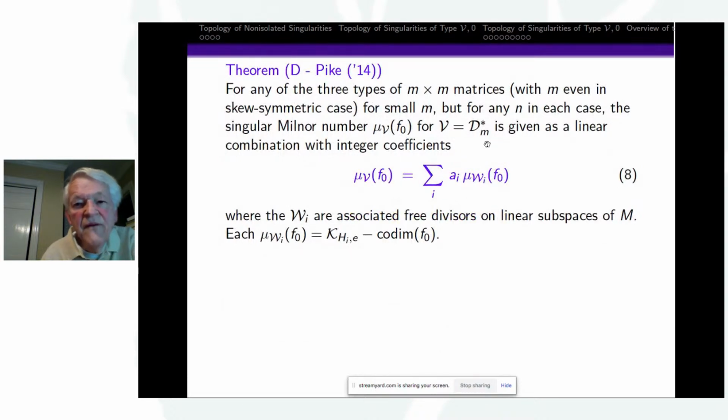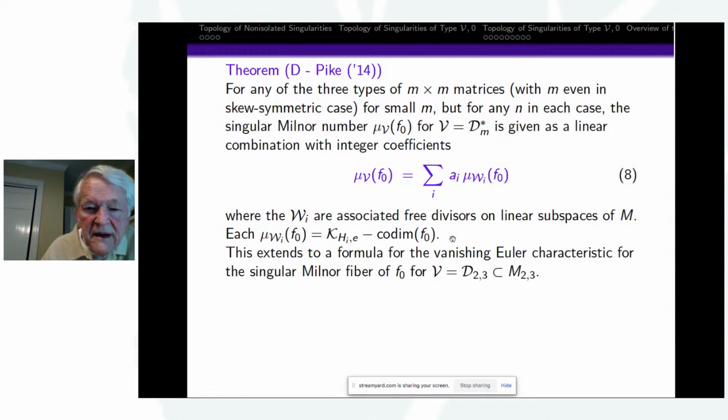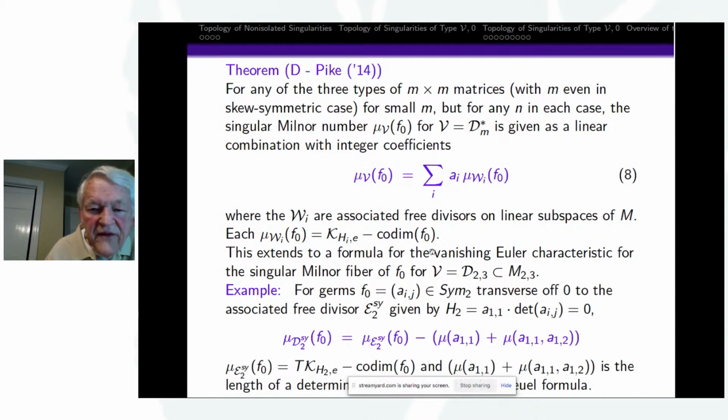But if you involve arbitrarily large size n, you can have very large dimensional singular sets when you do this. And because of this, it turns out there are a number of terms that enter into the computation of the singular Milnor number, but they're terms that geometrically have meaning by certain free divisors of the types I talked about that occur from certain other group actions. And these are all computed by one of these codimensions. And this continues to hold for 2x3 matrices.